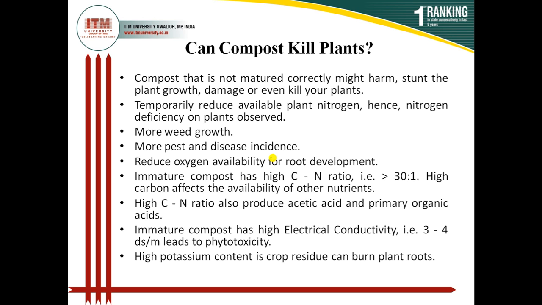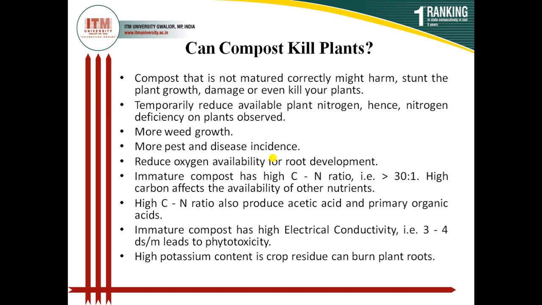If your crop is growing in the field, definitely the root system will develop, and it will develop your plant by absorbing the water and nutrients from the soil. But the root development in the soil requires oxygen. By applying partially decomposed manure to your field, the oxygen supply to the root is reduced. Why is it reduced? Because the microbes which are still working for the decomposition need oxygen. So the oxygen availability for the plant will be less.